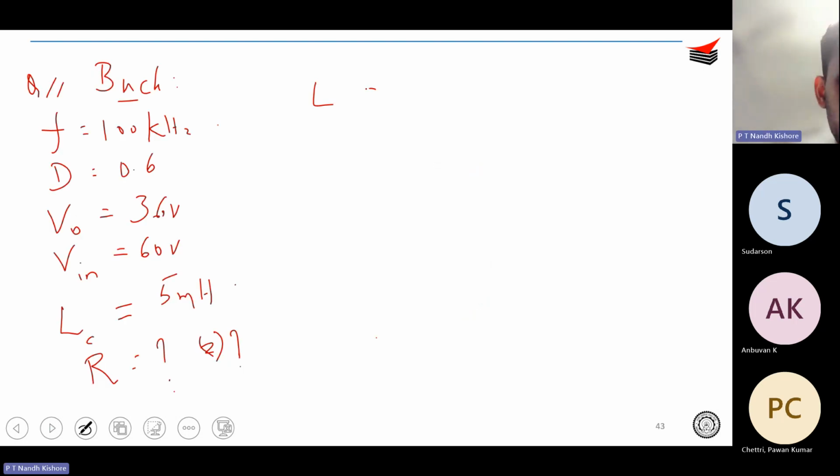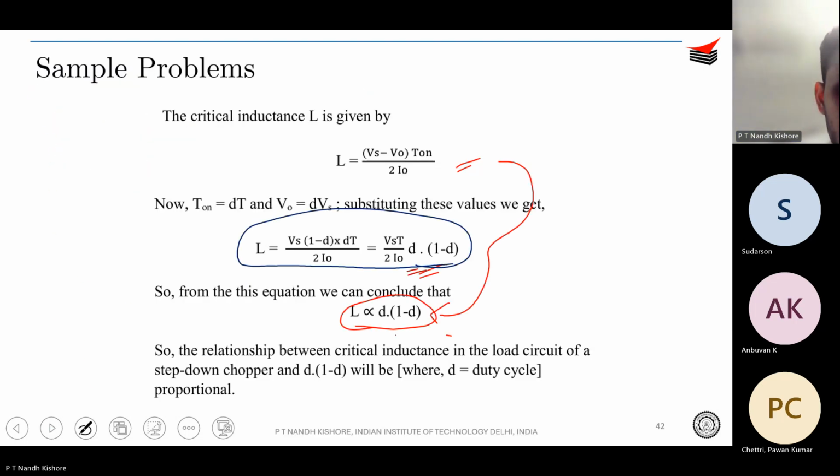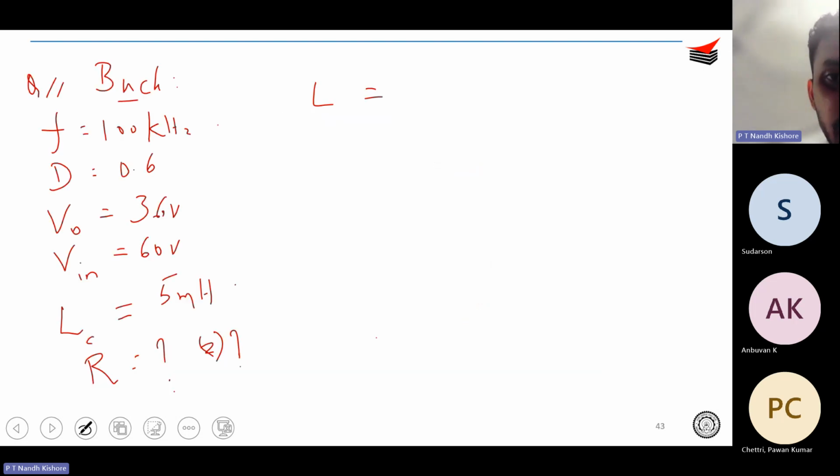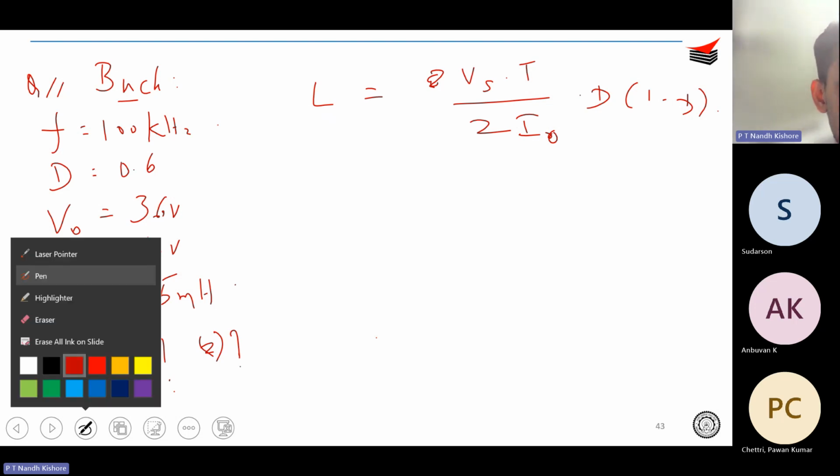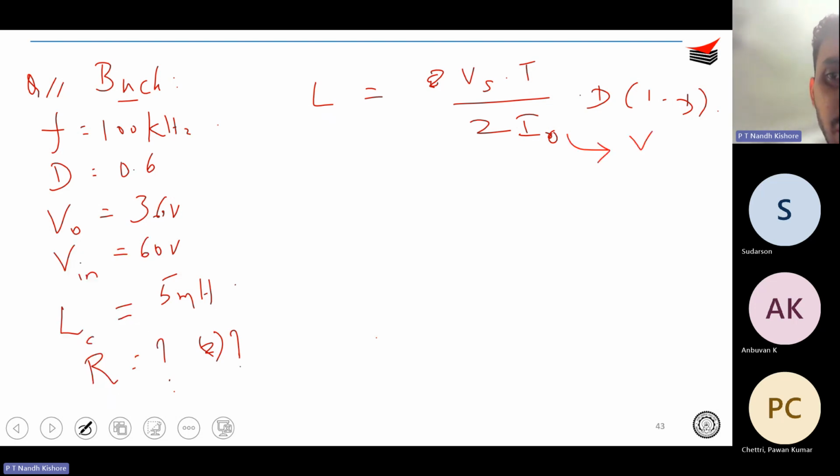So L is equal to Vs into T by 2 I naught into D into 1 minus D, right? So you know that I naught is equal to V naught over R. V naught is also given. Find out what is R. That's the problem. So can you guys do it?